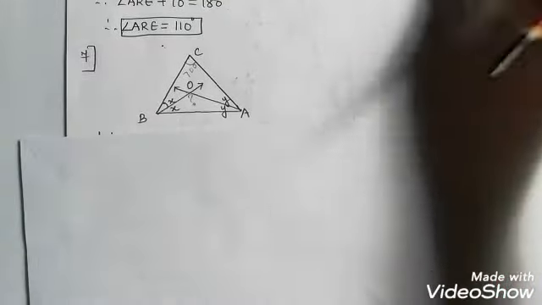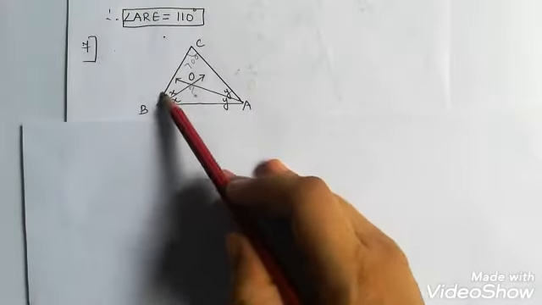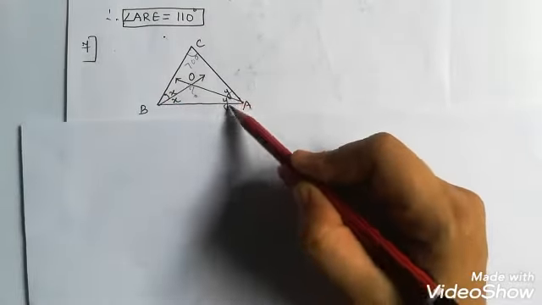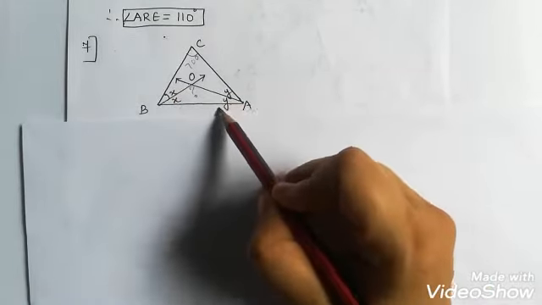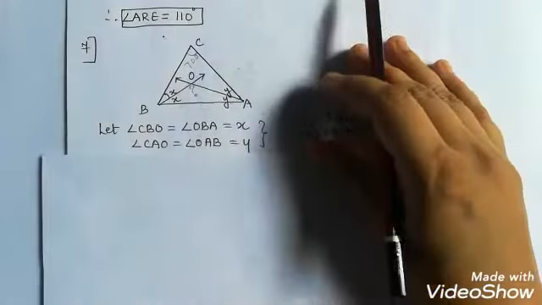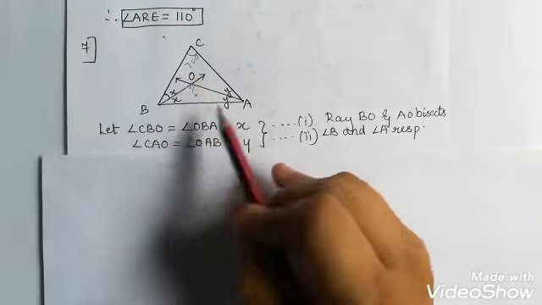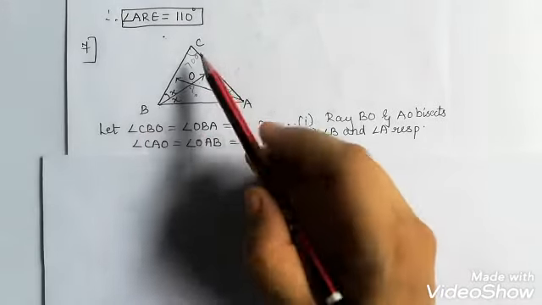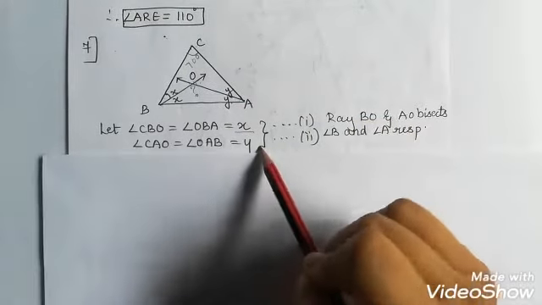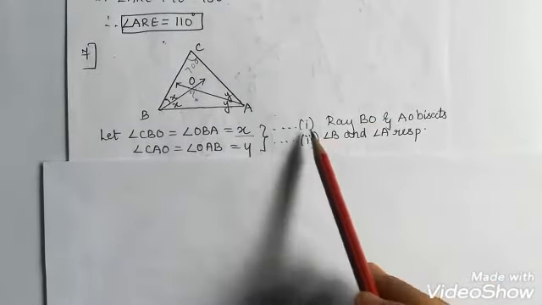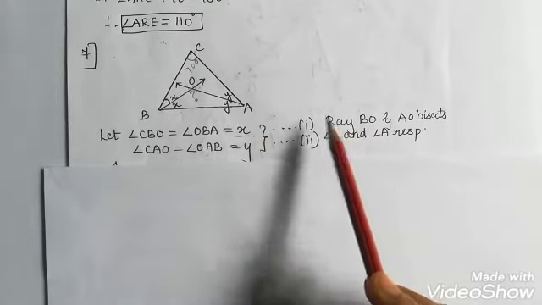Now let us assume angle B is divided into two parts and angle A is divided into two parts. Let these two parts be x and x and these two parts be y and y. So let angle CBO and angle OBA be equal to x, and angle CAO and angle OAB be equal to y. I have written equation 1 and equation 2.